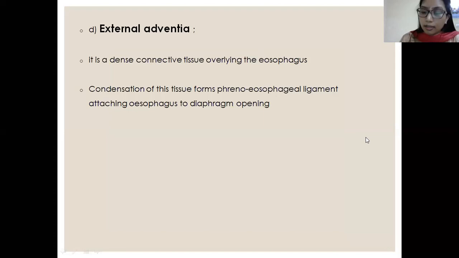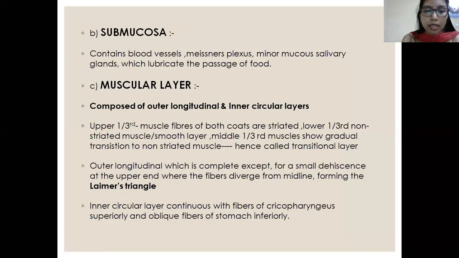So the last, we haven't finished this. So there is an outer longitudinal and an inner circular layer. The inner circular layer is continuous with the cricopharyngeus superiorly, which is part of your inferior constrictor, and it is continuous with the oblique fibers of the stomach inferiorly.